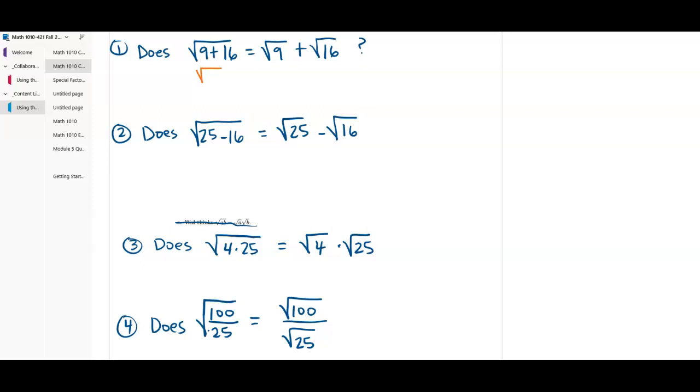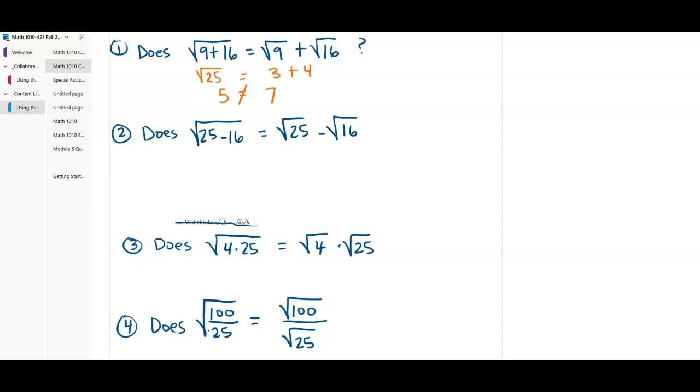So let's just do it. What is 9 plus 16? 25. Yeah, square root of 25. That's okay. And so then the answer would be 5. And then what about on this side? What's the square root of 9? 3. And then the square root of 16? 4. And so 3 plus 4 is 7, right? Not 5. Awesome. So that does not equal each other.